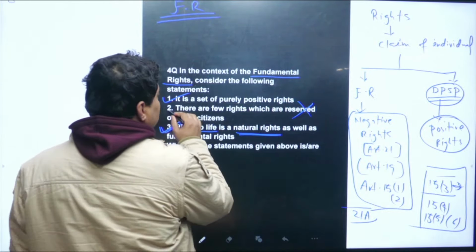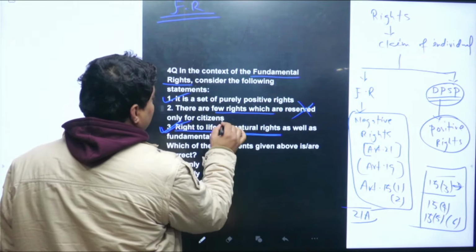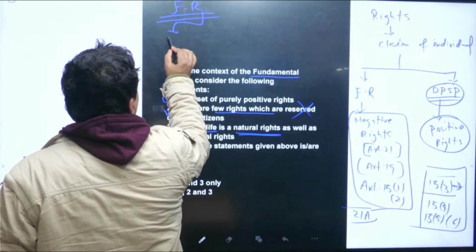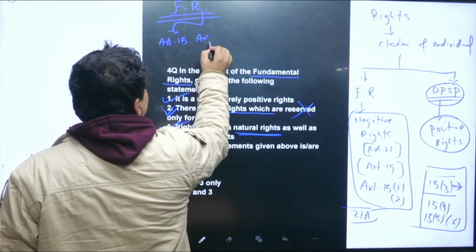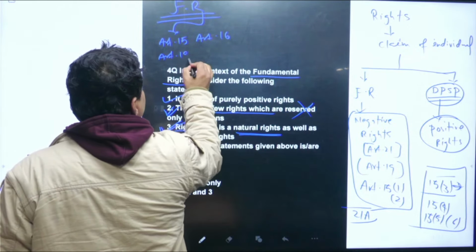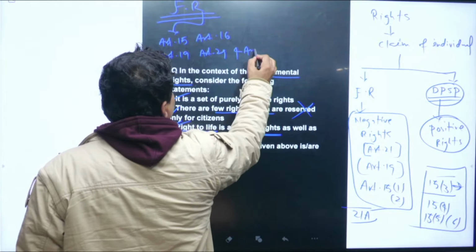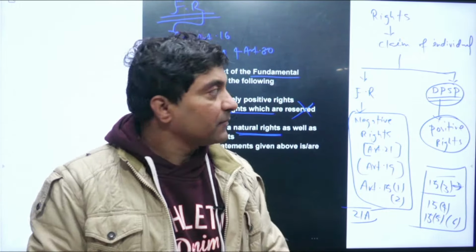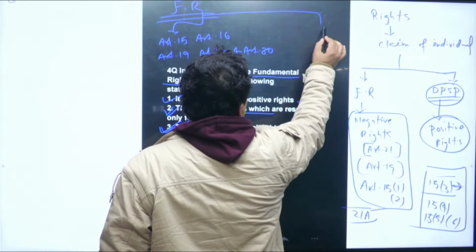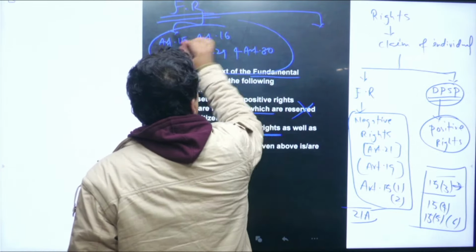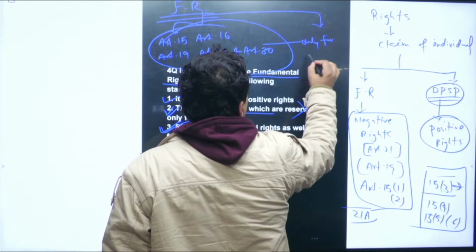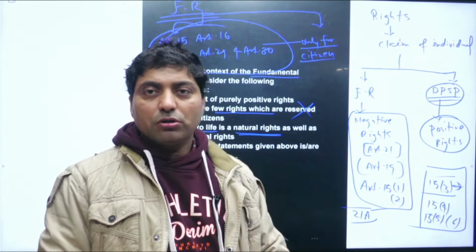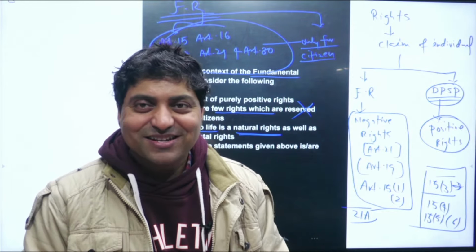Now, second, there are few rights which are reserved only for citizens. If you look at Article 15, Article 16, Article 19, Article 29 and Article 30, these five articles are especially dedicated to citizens of India, and the rest of the articles are available to all. So these five are only for citizens, but the other rights are available to all, non-citizens as well as citizens.